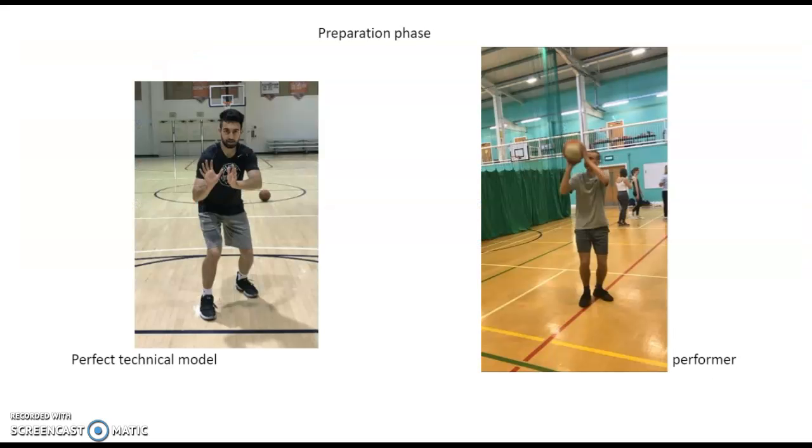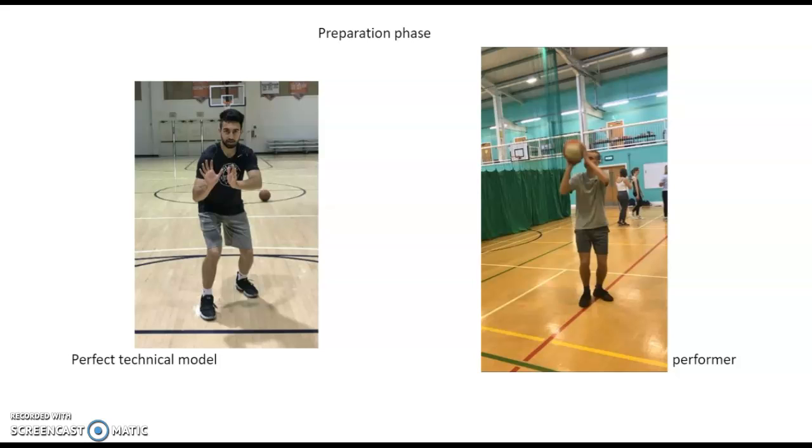As you can see on the left of the screen, there is a picture of a perfect technical model for the preparation phase of a basketball shoot. This is being compared to the performer on the right. The perfect technical model shows that for an ideal preparation phase, the legs should be reasonably bent, the feet should be a good distance apart, around 45 centimetres. This gives good balance, and the bend prepares for a powerful push-up from the legs, which helps to propel the ball upwards with more power.